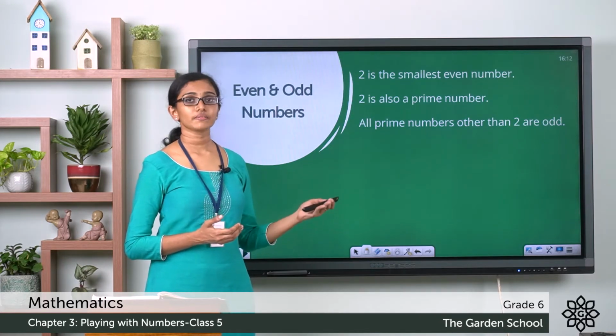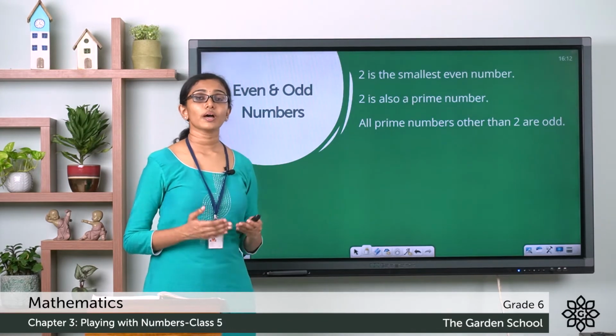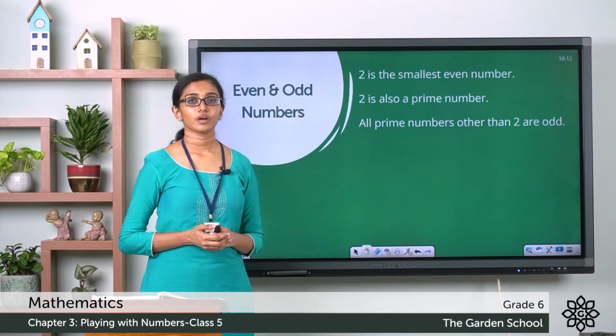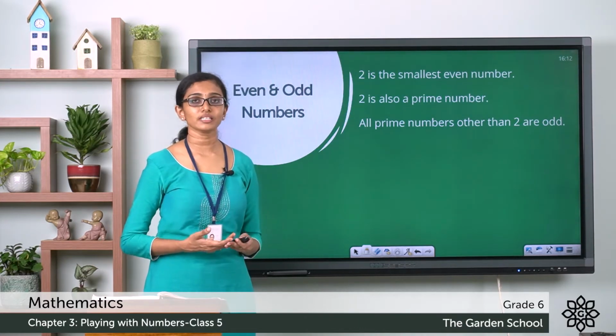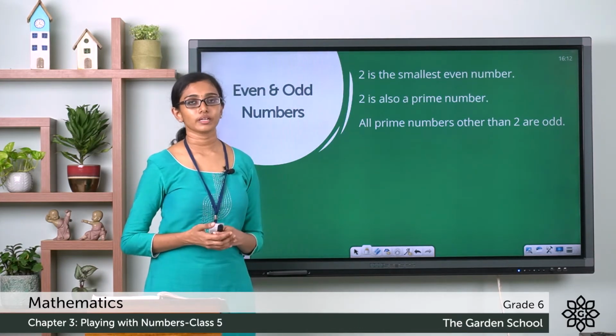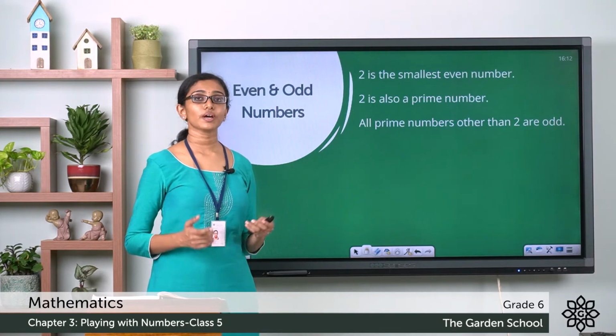So the smallest even number is 2 and you see 2 is also a prime number. What are prime numbers? The number which has only 2 factors, that is 1 and the number itself. So you see 2, the smallest even number, is also a prime number.